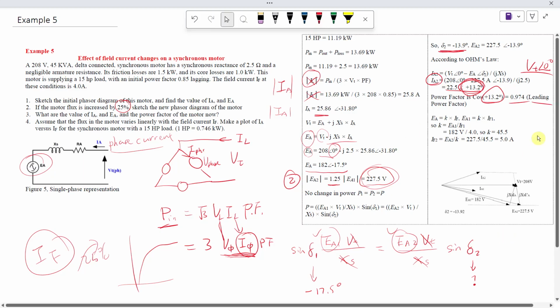So the last part. Flux is usually not linearly related to the field current, but in this question we'll assume they are linear. So you can use this equation to calculate the corresponding field current. All right, so that's it.